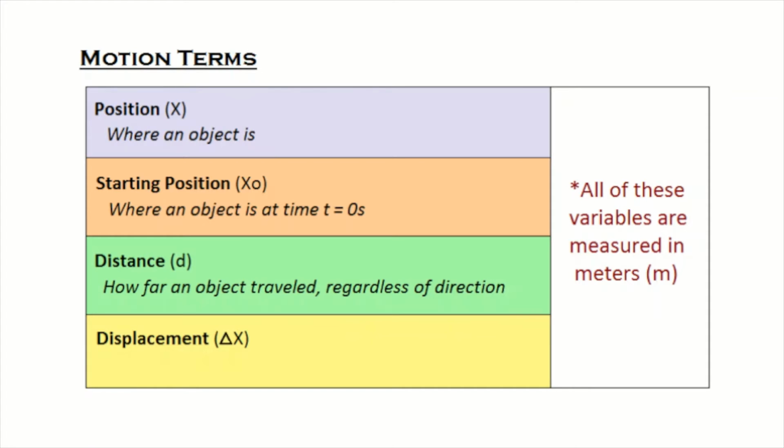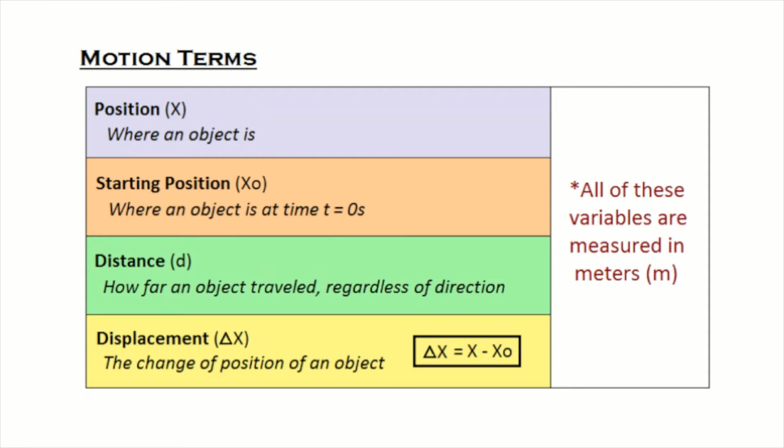We define it as how far an object traveled, and this is regardless of direction. So distance is a scalar. Displacement, triangle x or delta x. This is the change of position of an object, and you could solve for it quickly by subtracting the final position by the starting position. This quantity, direction, does matter. It would be classified as a vector.